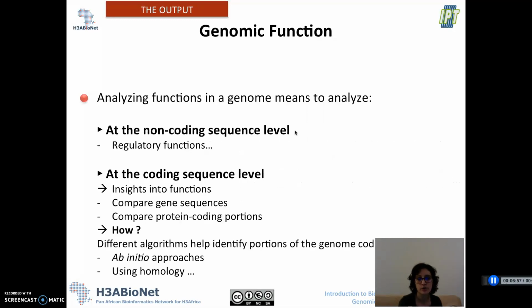Now for the function, you could be seeing that at the non-coding sequence level for regulatory functions, and you could be seeing this also at the coding sequence level when you gain insights into the gene functions, etc.